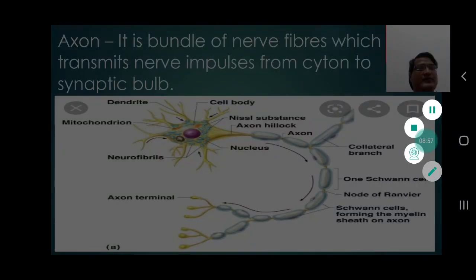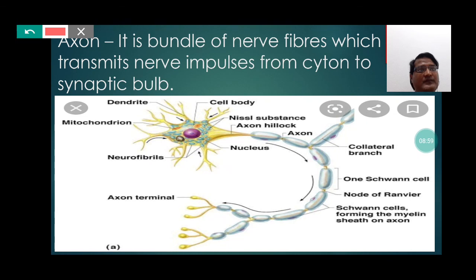Students, here you can also find Nissl granules which remain present inside the cyton. You also can find the node of Ranvier, which is the discontinuous part of the axon.